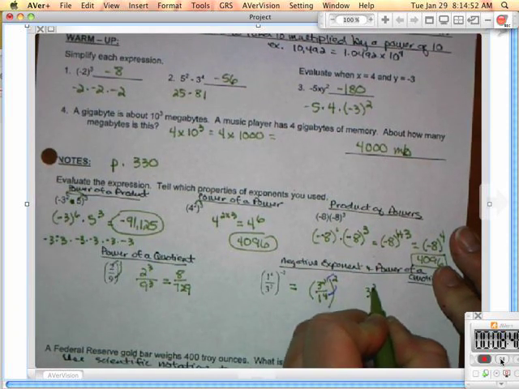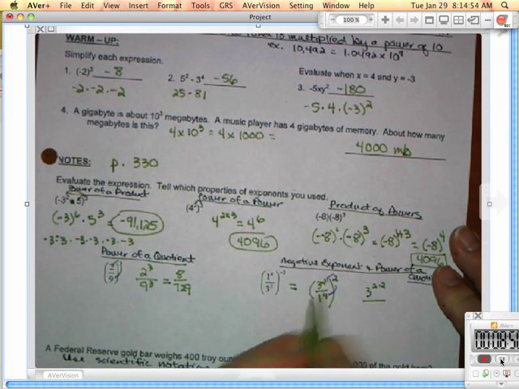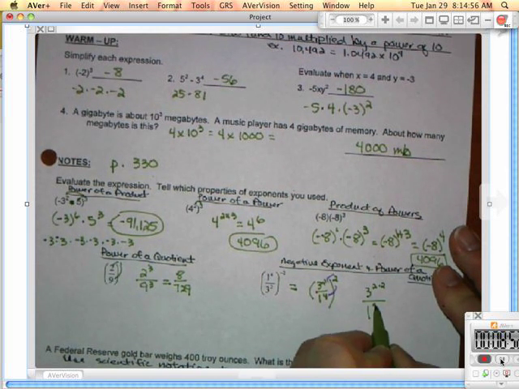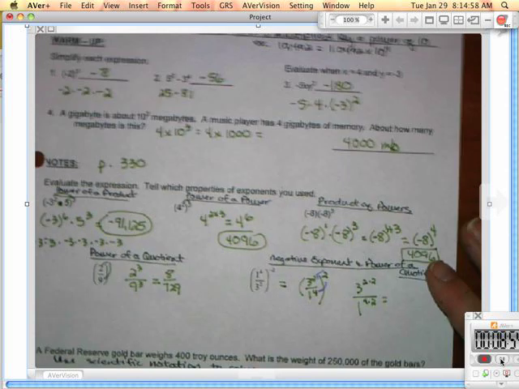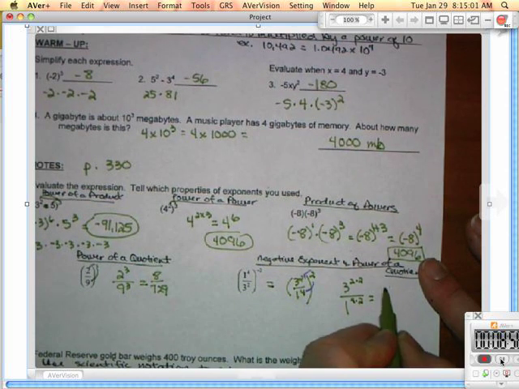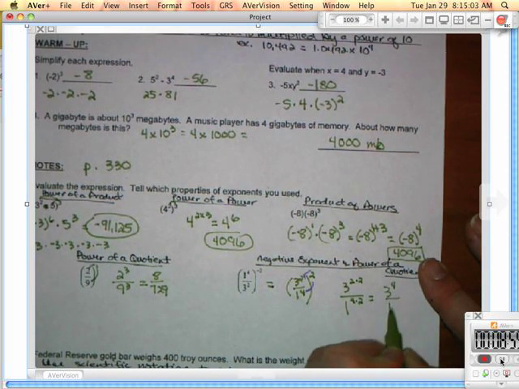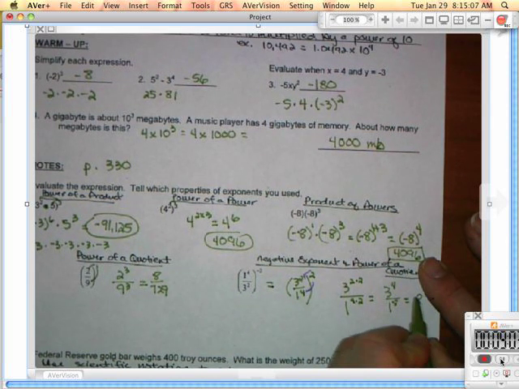So then what you have is 3 to the 2 times 2 over 1 to the 4 times 2, which is equal to 3 to the 4th over 1 to the 8th, which is equal to 81 when you put that on your calculator.